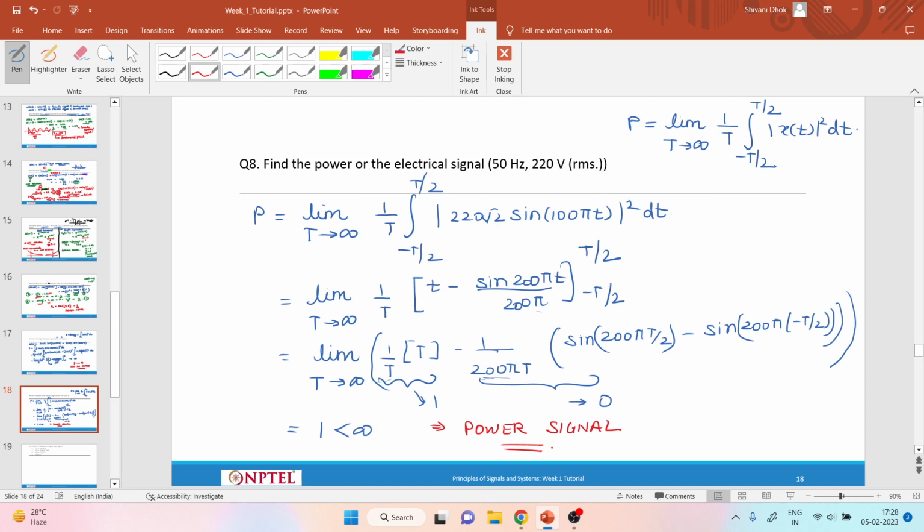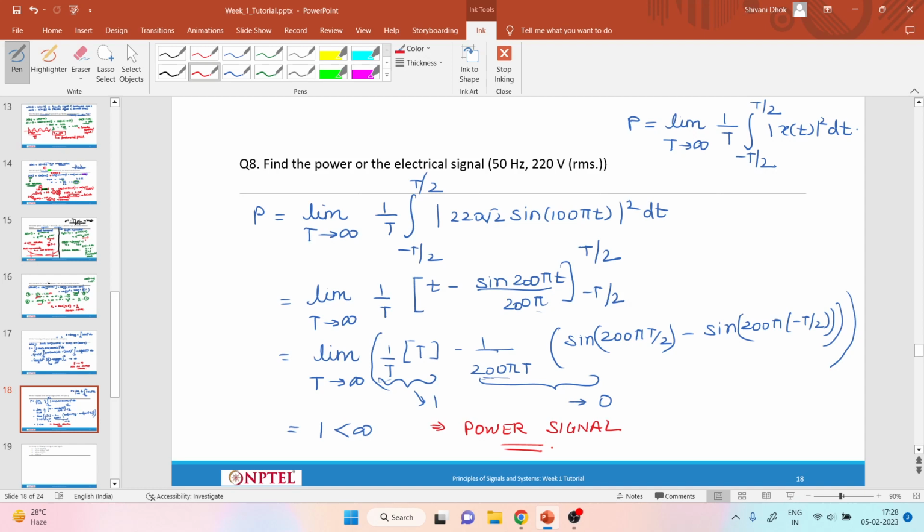Madam, just one general question. Any signal can be either a power or an energy signal, right? But it can't be neither energy nor power, or both energy and power. It can't be both power and energy signal, but there are cases when we get neither energy nor power. We'll look at those examples in upcoming questions. I have added one or two questions like that where it is neither energy nor power.